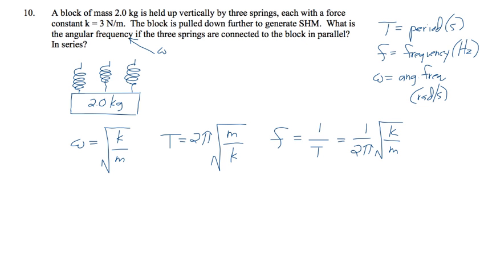So now, the good thing is when we're in parallel, because these 3 are in parallel, the equivalent k in parallel is just add them up. So I'm just going to add up, there's 3 of them, and they're all 3 newtons per meter. So the equivalent is 9 newtons per meter. So I'll plug in 9 down there, and I'll plug in 2 there. I'm sorry, we're solving for angular frequency. So I'll plug in 9 there and 2 there, and that will give me the angular frequency in parallel.